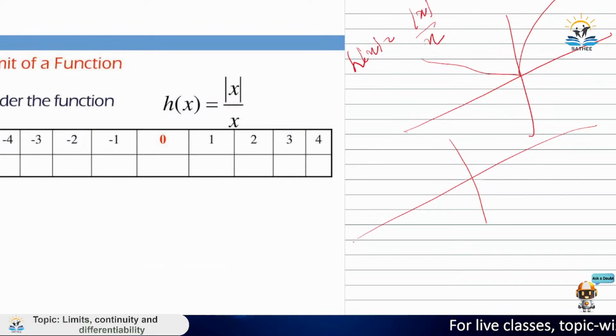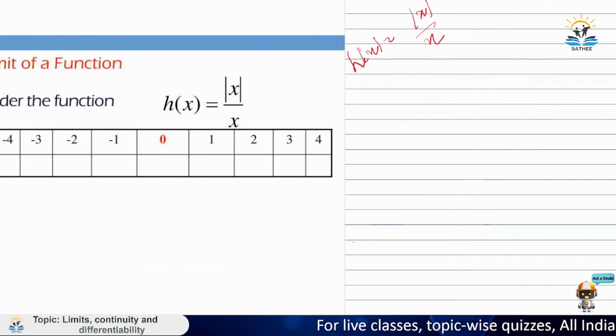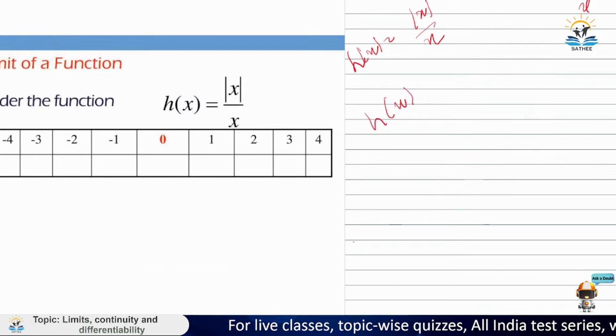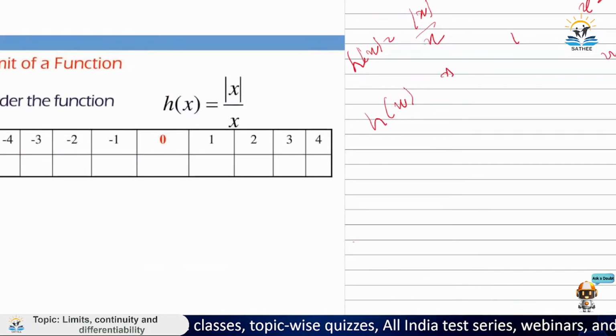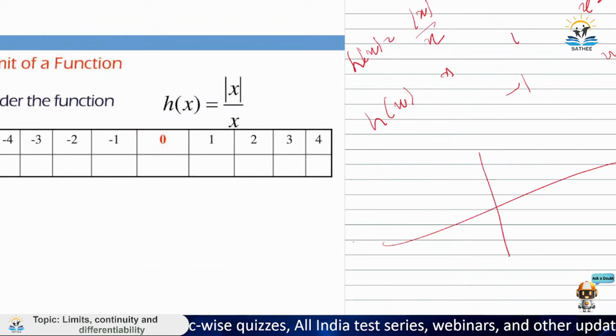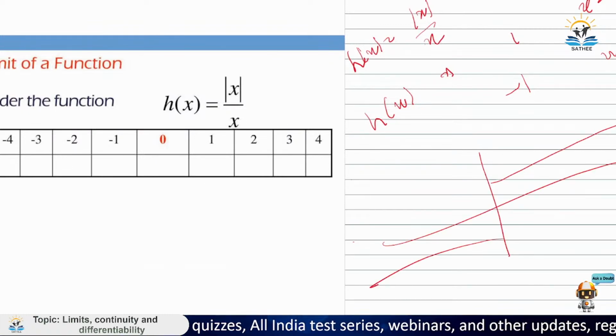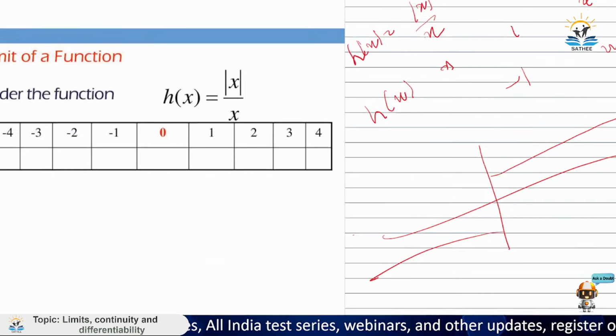So we are dividing x, right? So let's divide what the function would look like at different values. So h of x for x greater than or equal to 0 is 1, and for x less than 0 is minus 1. It's as simple as that. So we get this and this, right?